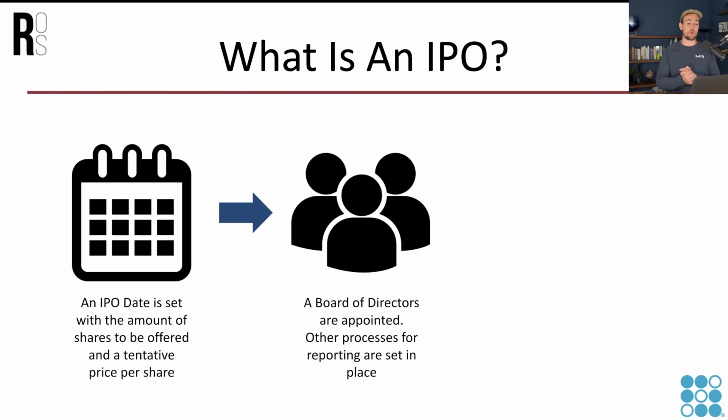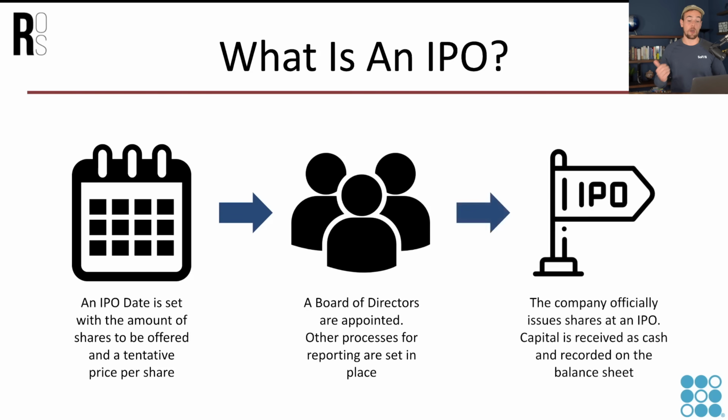After that, a board of directors are appointed to the company, and then other processes for reporting are set in place. Because a publicly traded company is held under a lot more scrutiny than a private one, and so it's this trade-off that a company has to weigh of, do we want to go public and then have to share our financial reporting quarterly and share a lot more information via our prospectus, which could be things that competitors would be able to access and get information that they might have otherwise wanted to keep private.